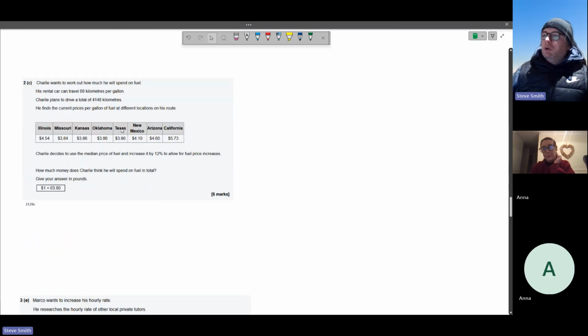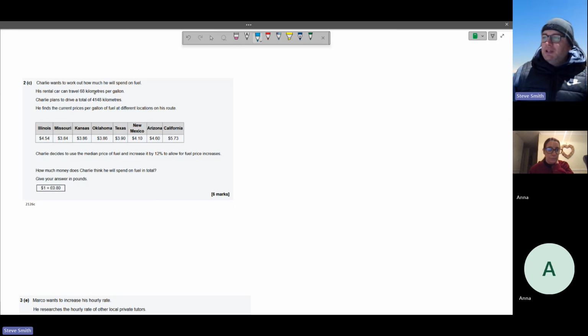Calculator. Charlie wants to work out how much he'll spend on fuel. His rental car can travel at 68 kilometers per gallon. Charlie plans to travel a total of 4,148 kilometers. He finds the current price of gallons. Of course it's going to be dollars. Charlie uses the median, again, median, small, medium, and large, and adds on 12%. How much will he spend in total? So we've got to transfer it into pounds. It's a 6-mark question, so the maximum amount of points you're allowed for a question.